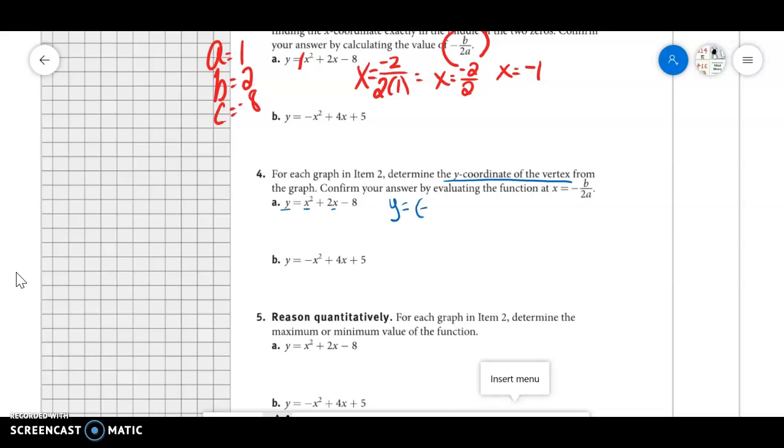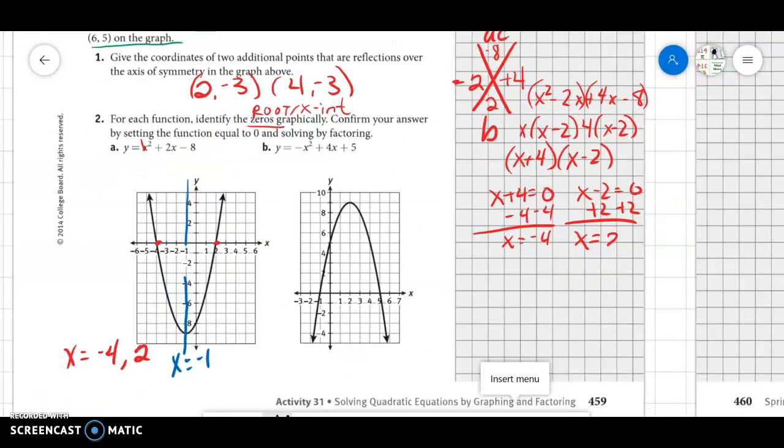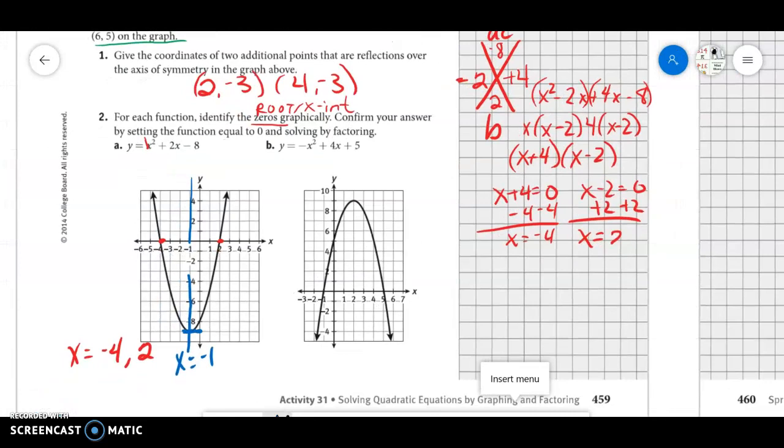Y equals, now remember when you have a negative and you're squaring it, put it in parentheses. I should be able to plug it in for x and get my answer. So -1 squared is 1. 2 times the -1 is -2, minus 8. So 1 and a -2 is a -1, and a -8 is a -9. So my vertex should be -1, -9. And when I come back over here, I can see that in fact my HK is -1, -9.